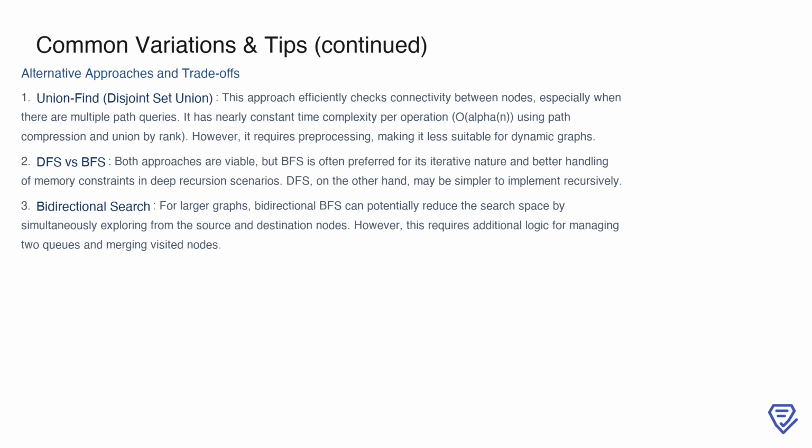For large graphs, bidirectional search can be an efficient alternative. By exploring the graph simultaneously from the source and destination nodes, bidirectional BFS reduces the search space significantly. However, it does require additional logic to manage two queues and combine their results effectively. Carefully choosing the right approach based on the problem's constraints can greatly improve your solution's efficiency and clarity.